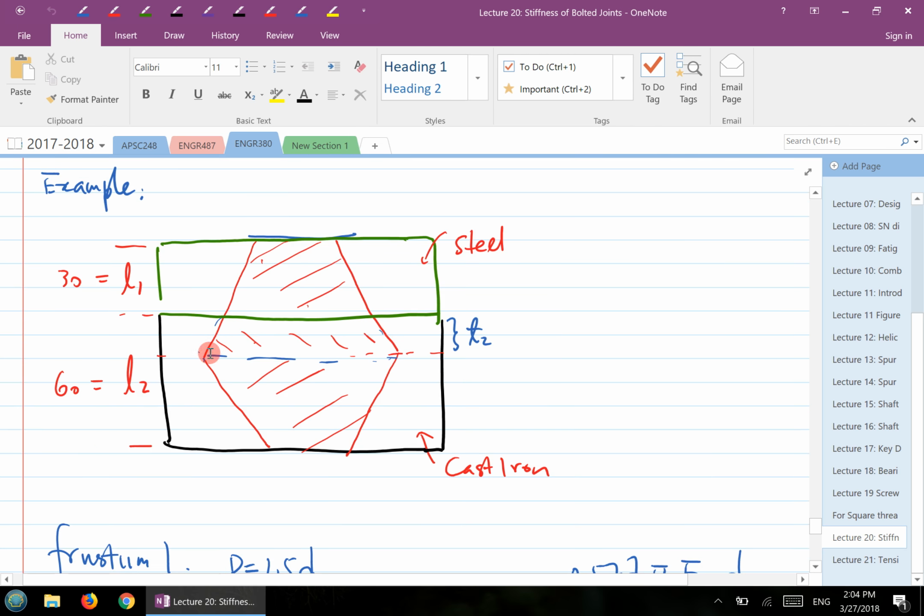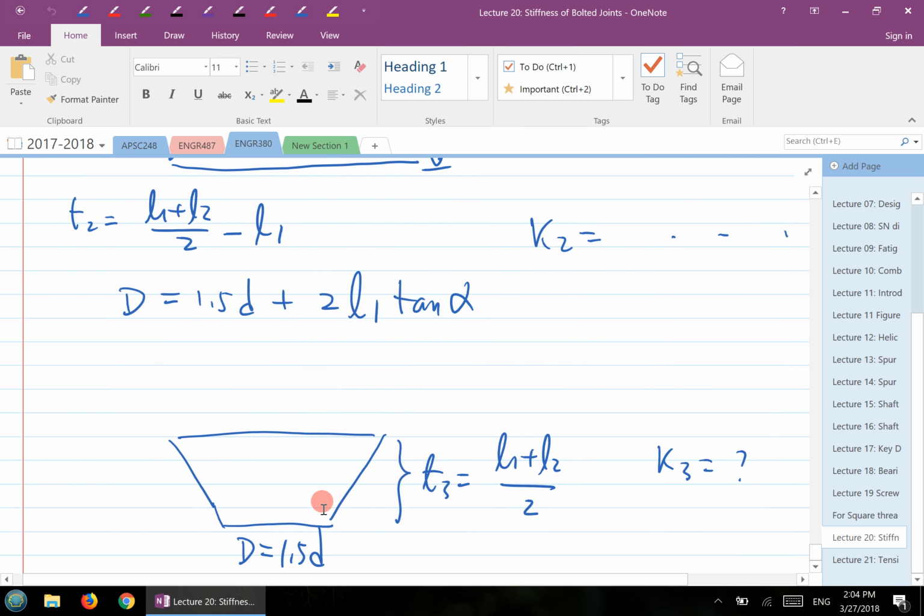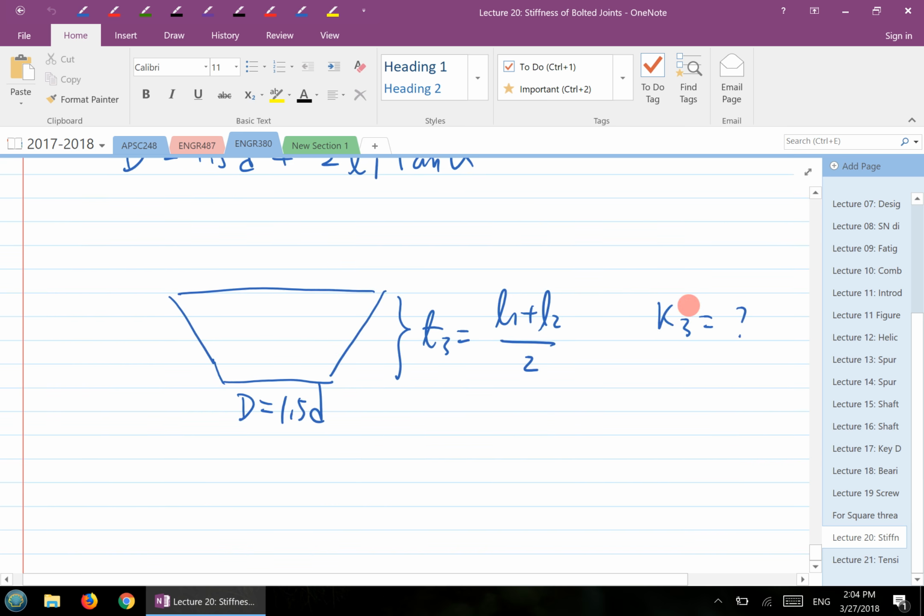And the last stiffness, which is the bottom right here, covers the whole trapezoid. Even though this is upside down, your capital D is the short side of this frustum. So don't use this side here, use this side. That's still 1.5 D, and then you can calculate K3. Once you get all three stiffnesses, your total stiffness is 1 over K1, plus 1 over K2, plus 1 over K3. Right, so that's how you can calculate the stiffness for the members here.